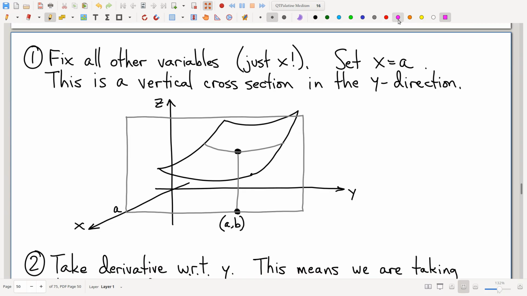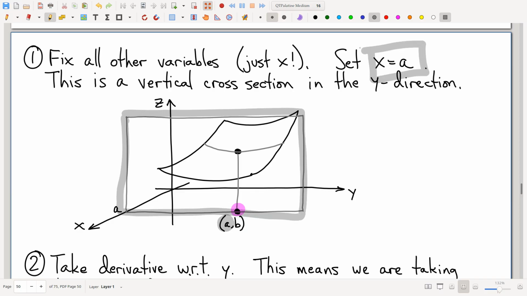And keeping in mind that we're starting at the point where x is equal to a, fixing x means that x must stay at the value a, which is just a vertical cross-section, right? So this is the first part of this partial derivative calculation. We're just taking a vertical cross-section of our graph. And that cross-section, of course, is this curve. Everybody with me?